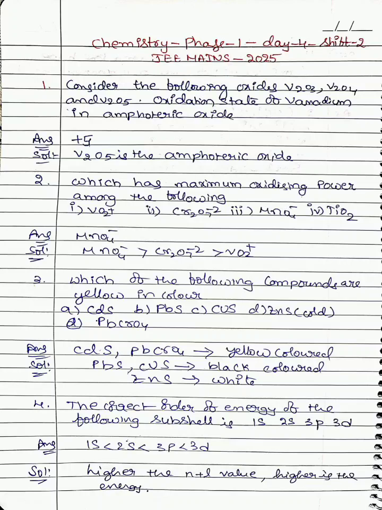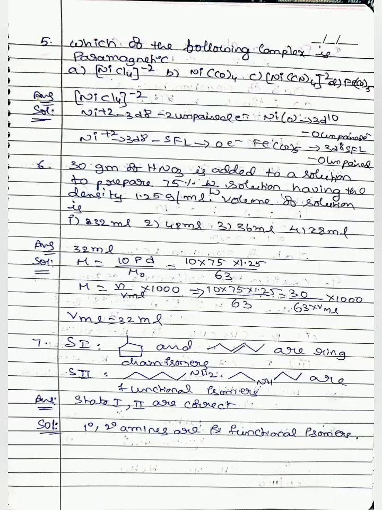Next one. The correct order of energy of the following subshell is, we know higher the n plus l value, higher is the energy for a particular orbital. Based on this, 1s less than 2s less than 3p less than 3d. Very simple basic question.